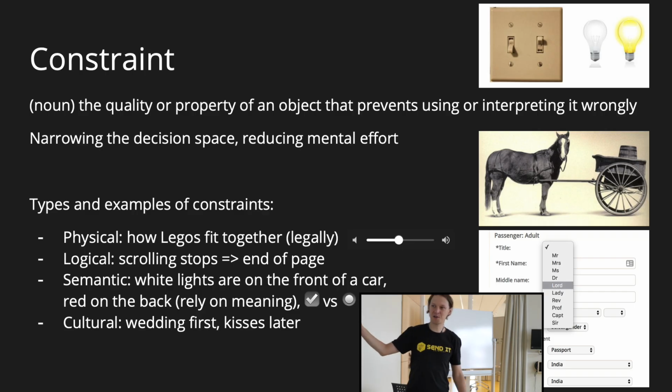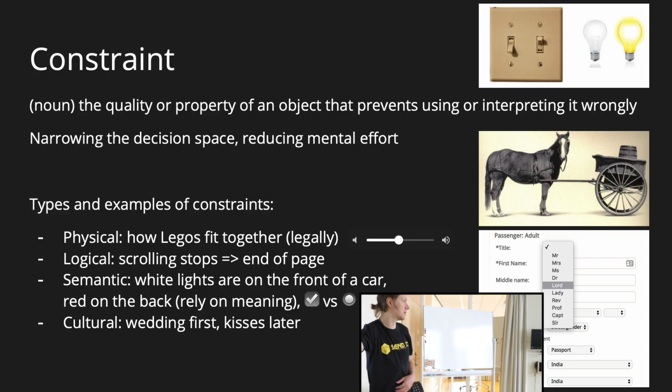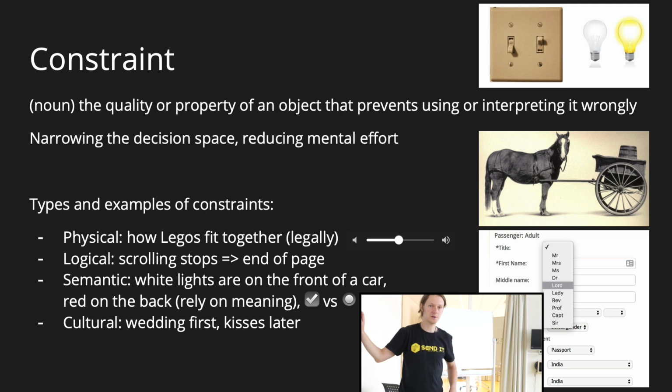Then we have semantic constraints. Those rely on meaning. White lights go to the front of the car, the red lights go to the back of the car. If you see red lights in the distance, you know you are following a car. If you see white lights, you know the car is going towards you. You learn the meaning of how people design these things, and you use the semantic constraint to know how that works. Also checkboxes versus radio buttons in user interfaces.